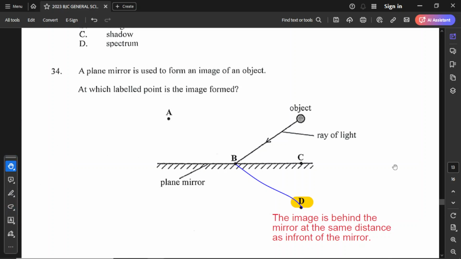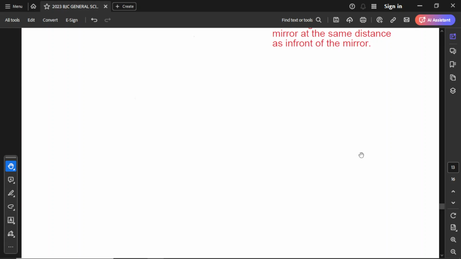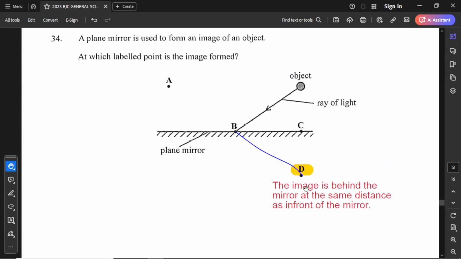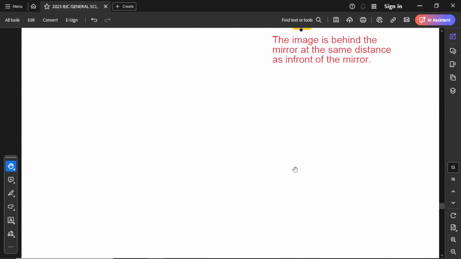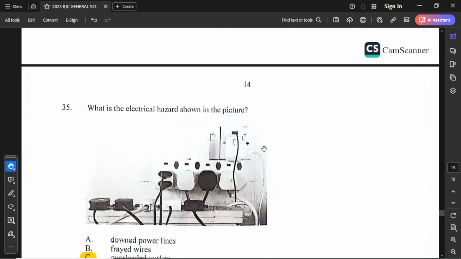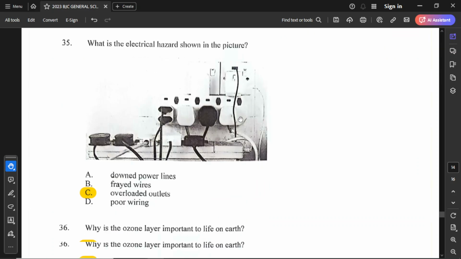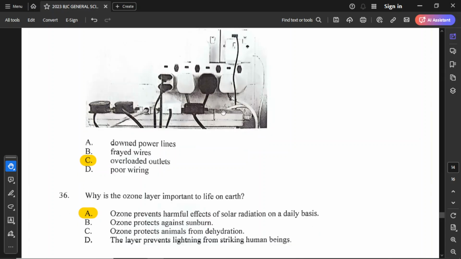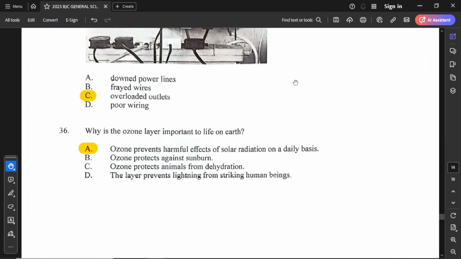All right, great. Now let's go to question number 35. Let me just read through this notation right here just to make a note. It says the image is formed behind the mirror at the same distance as in front of the mirror. So please note that for reflection. Question number 35, what electrical hazard is shown in the picture? You see many plugs in one socket, and so this is an overloaded outlet. Definitely not a good thing to do, plugging too many things in one place.